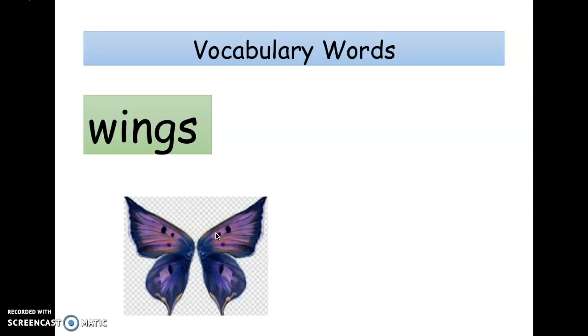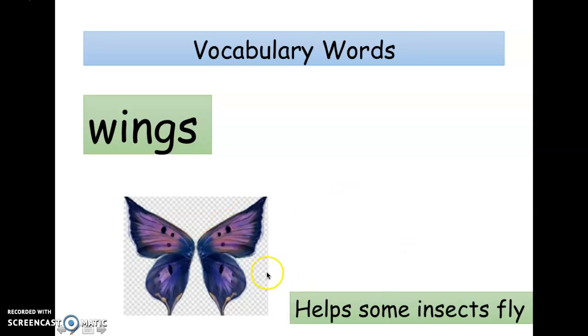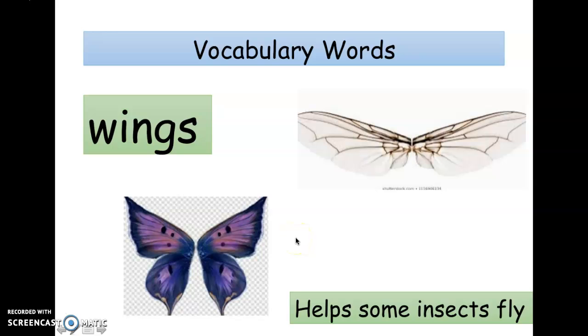Wings. Some insects have wings, and it helps them to fly. That's the butterfly wing, and that's the dragonfly wings.